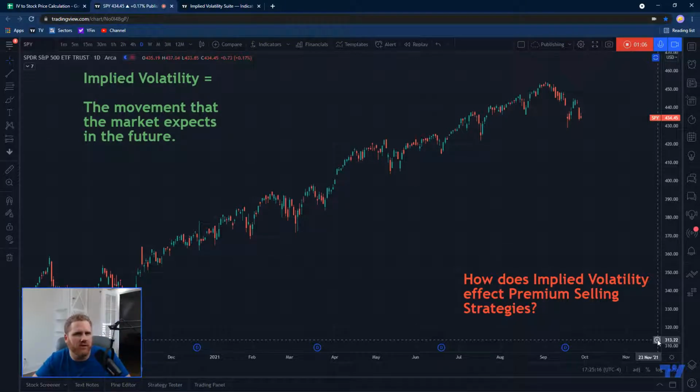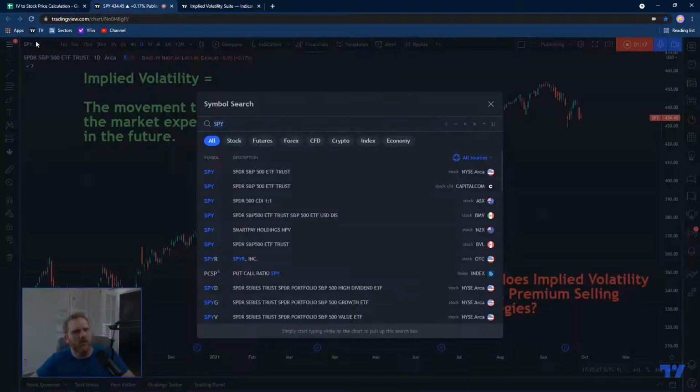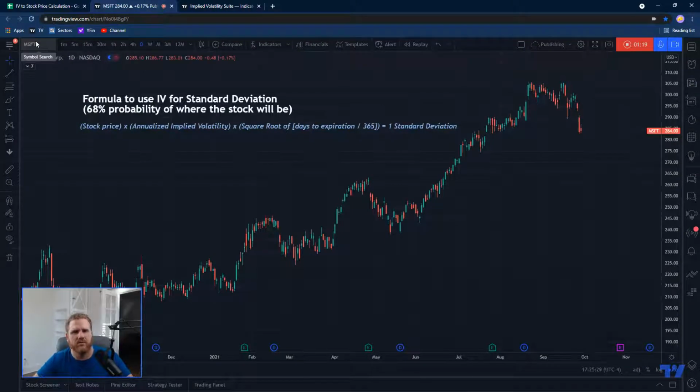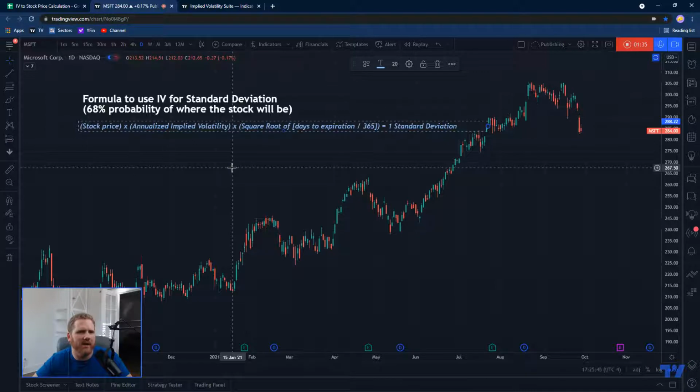Let's look at some of the nerd stuff of why this works, and then I'm going to use some practical examples to show how this affects trading from a trade to trade basis. So we're going to use Microsoft as our test. And right here is how implied volatility is used in a formula to calculate standard deviation. You don't need to remember this, but it gives some background on why it works the way that it does.